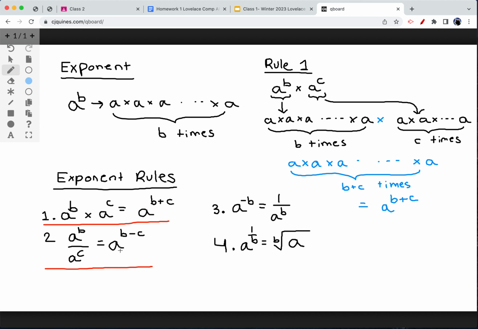And then you could do a similar thing for rule number 2, which is a to the power b over a to the power c is equal to a to the power b minus c. But instead of just multiplying the a's together here, you cancel out the a's in the bottom with the a's in the top. So then I won't go over rule number 2, but I think we had a few questions about negative exponents. So I'll just go over a few examples with that.